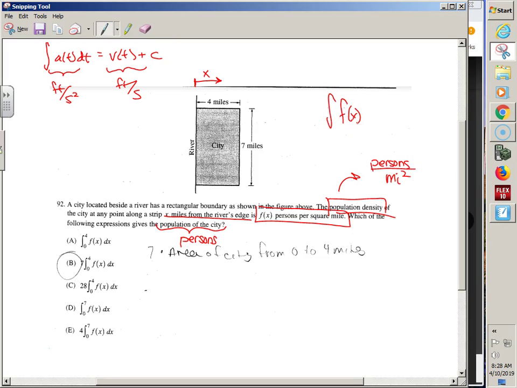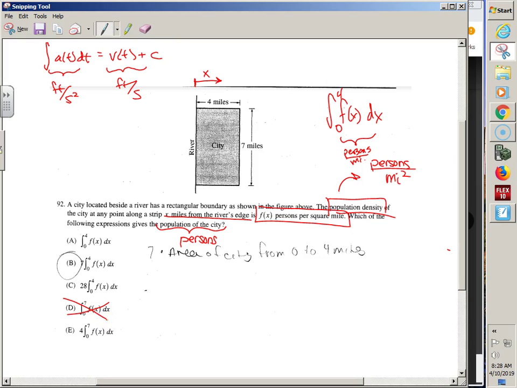Hold on, x bounds. Well, x is how far away from the river's edge, so 0 to 4. That's just the horizontal distance. So I go 0 to 4 dx. But what would this give me? What units would I have if I'm integrating persons per square mile? Persons per mile. Is persons per mile what I want? No. So just integrating, whatever the bounds are, just integrating doesn't make sense.